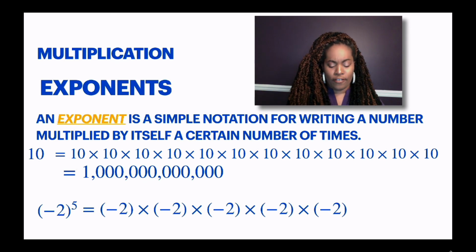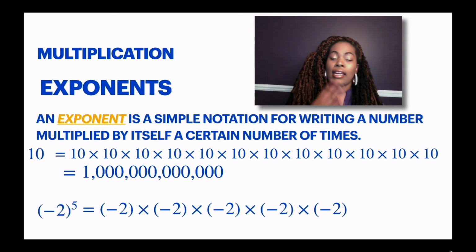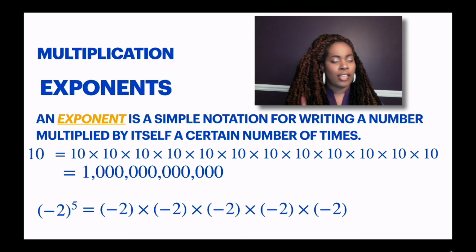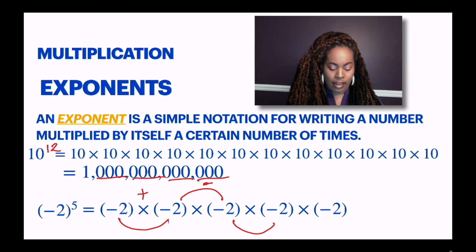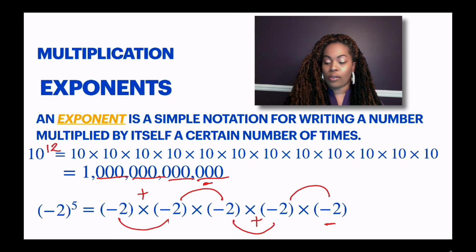-2 to the 5th power is basically -2 times -2 times -2 times -2 times -2. Now let's go through and evaluate. Here we have a negative times a negative, and that is a positive. And then we have a positive times a negative, and that is a negative. And now we have a negative times a negative, and that is a positive. And now we have a positive times a negative, and that is a negative. So we know our answer is going to be negative, but now it's time to do the easy part.